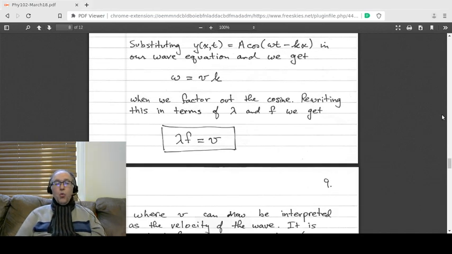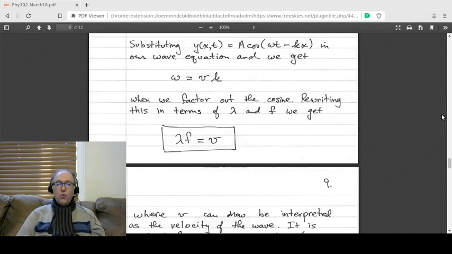If you take y as a function of x and t, equal to a cosine(omega t minus kx), and you substitute it back into the wave equation, you would differentiate it twice with respect to x on one side, twice with respect to t on the other side, and then what you would get is an equation that looks like omega is equal to vk. And you go, well, what's that? What does that mean?